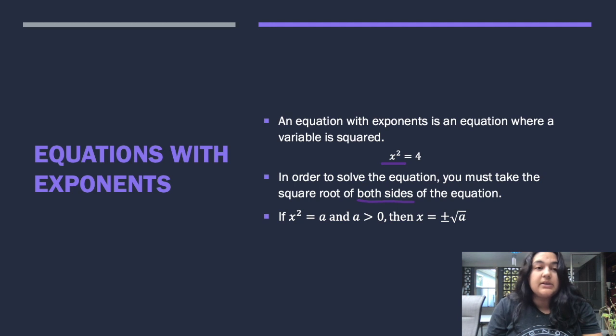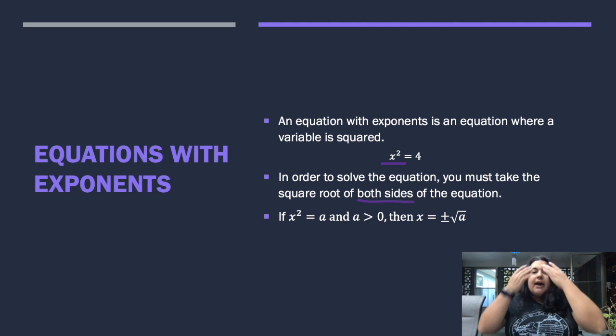So I think we talked about this when we first started doing radicals, that plus or minus sign, and that is where it comes into play. Because if I take the square root of x squared equals 36, I don't know if it was positive 6 or negative 6 that made it 36. I don't know. So I have to assume both.